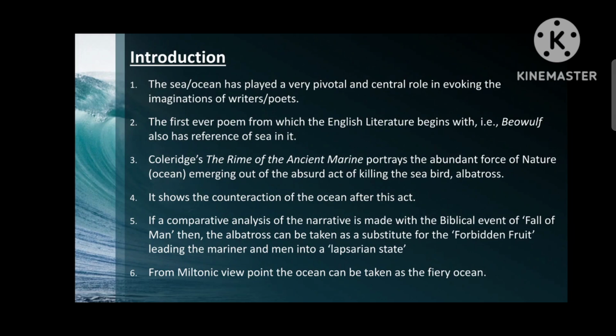Yes, so as I told, this particular poem, Coleridge's poem, portrays abundant force of nature, which emerged out of the absurd or the motiveless act of killing the seabird albatross, which is a part of marine or oceanic ecology or ecosystem. So after the act of killing this albatross, the poem depicts how the ocean takes revenge for this, and how the ocean gradually and meticulously places certain incidents which lead the ancient mariner and the sailors to their doom or into the Lapsarian state, right?